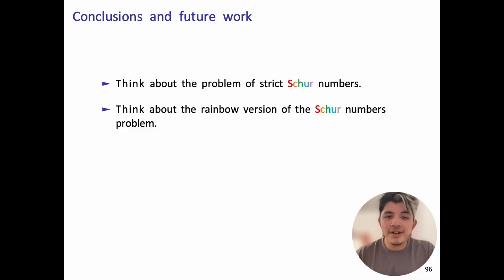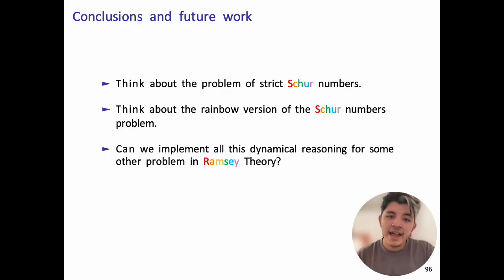To think about the rainbow version of the Schur numbers, and these are the Schur numbers in which the 3 integers must have different colors. And we wondered if we could implement these dynamical ideas for some other problem in Ramsey theory, for example, the Ramsey numbers or Van der Waerden numbers.